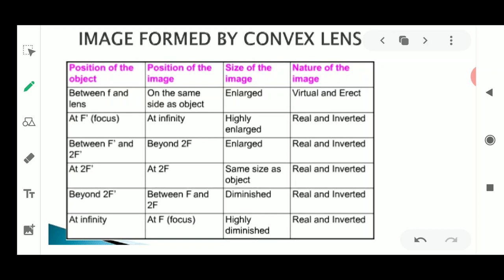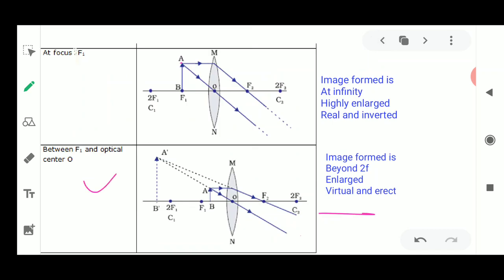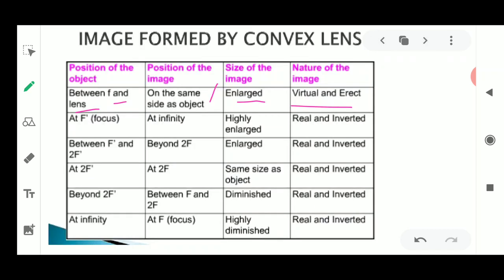Here is a summary which I have shown in the slide. When the object is placed between the focus and the lens, that is, between the optical center and f, the image will be formed on the same side as the object. It is highly enlarged, virtual and erect. Next, when the object is placed at focus, the position of the image will be at infinity and it will be enlarged, real and inverted.